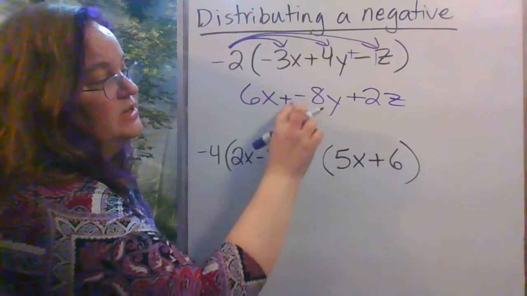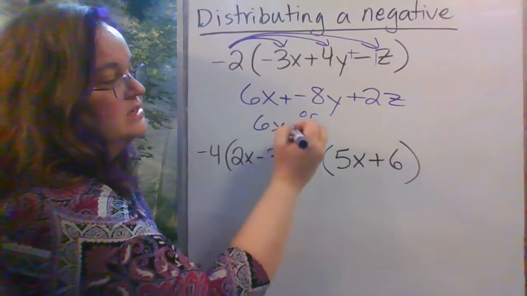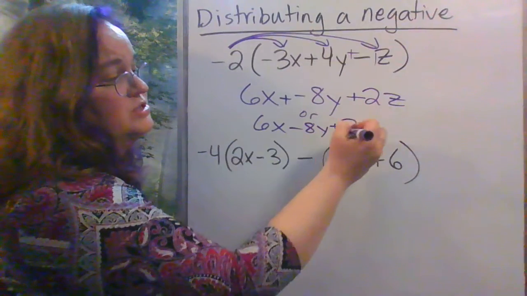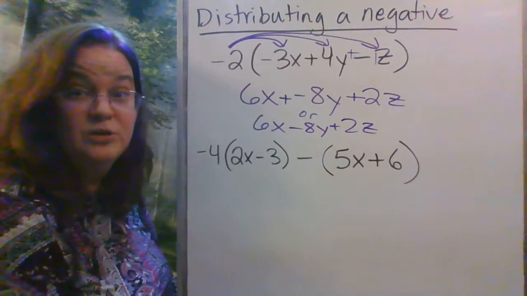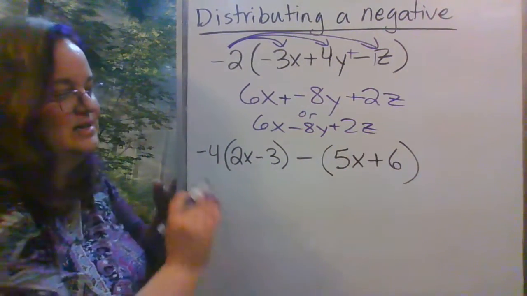Or I have this plus a minus, I could write it as 6x minus 8y plus 2z. Both are equally correct. Okay, let's look at another example.